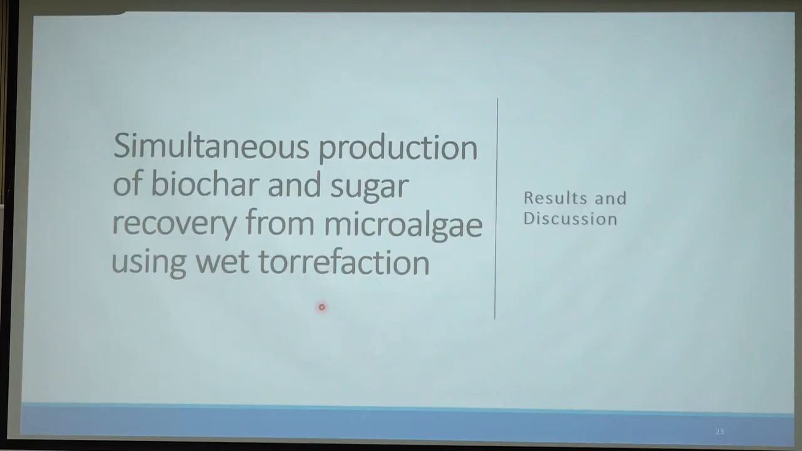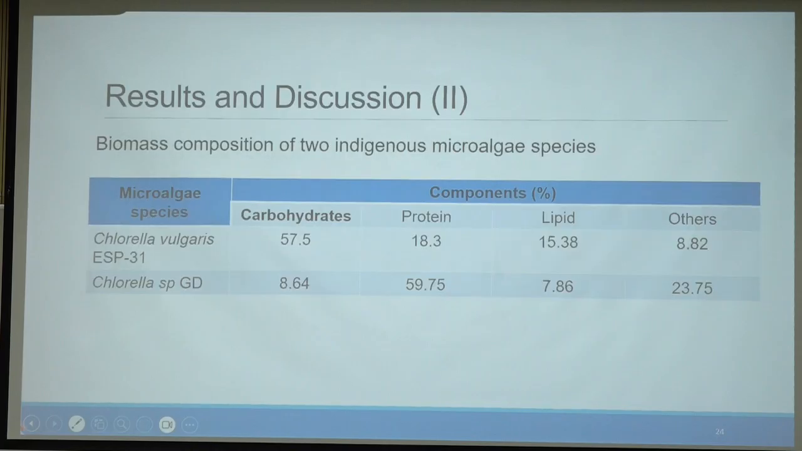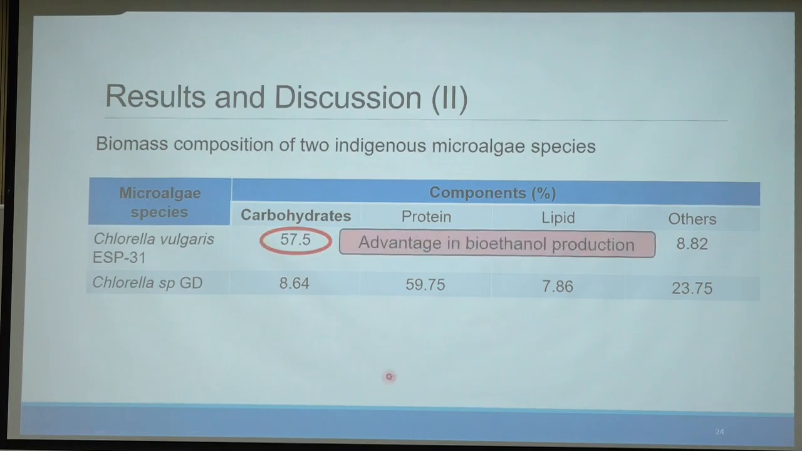Okay, now go to the discussion. The first part of the discussion is almost similar, but this time we are using slightly different species. The first species is still Chlorella ESP31, and the other one is Chlorella GP. This is another genetically modified species which is rich in proteins.